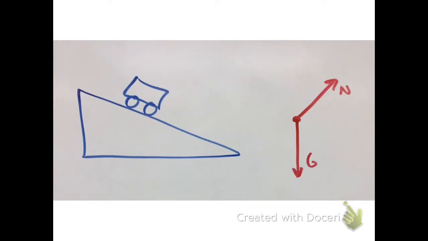So we would have gravity force straight down because it's on or near a planet, and the normal force is perpendicular to the surface, so it would go up and to the right.